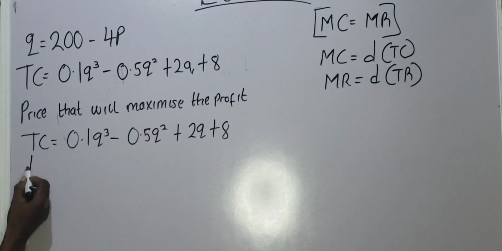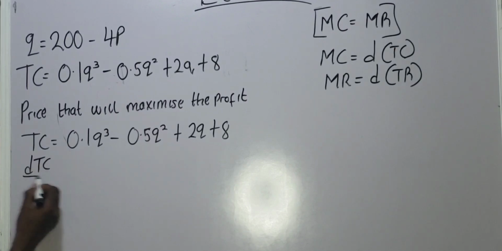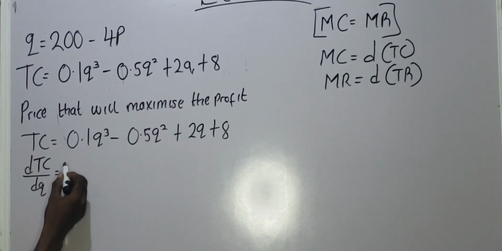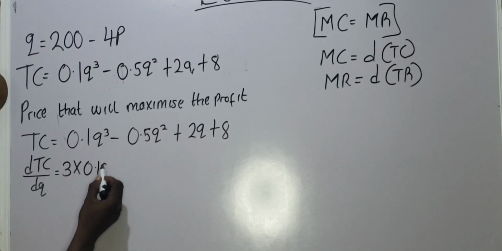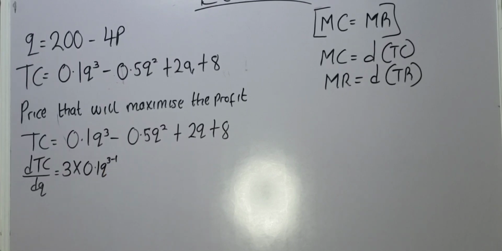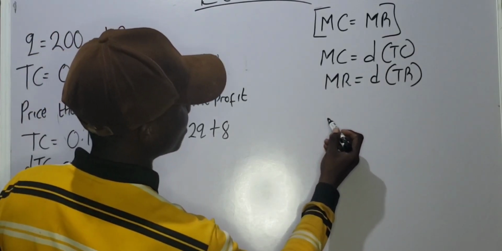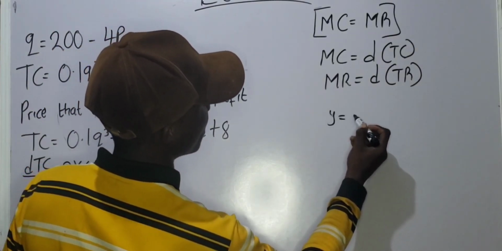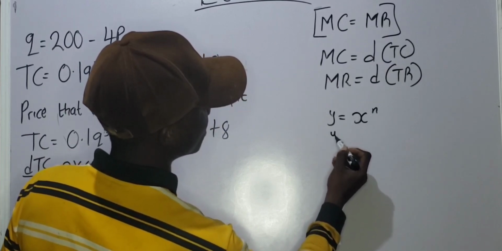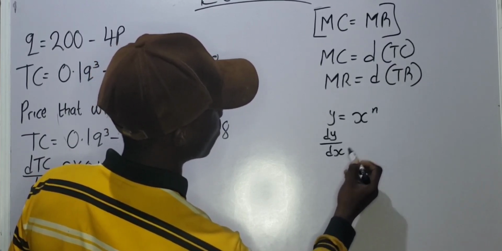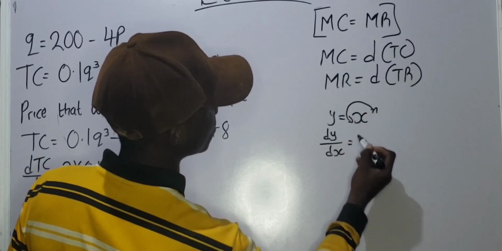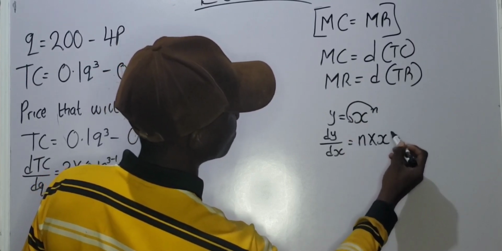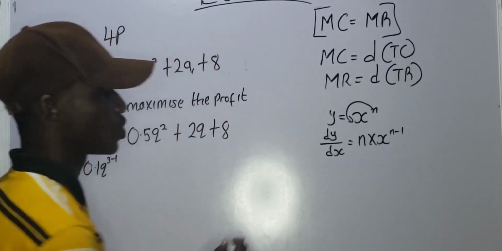Now the derivative of the total cost, dTC over dQ, equals 3 multiplied by 0.1Q raised to the power of 3 minus 1. According to your basic rules of calculus, there is a rule known as the power rule. Let's say we are given y equals x^n. The derivative of y, dy over dx, equals the power multiplying the coefficient, so I have n multiplied by x raised to the power of n minus 1. Do you understand? That's what I just did.